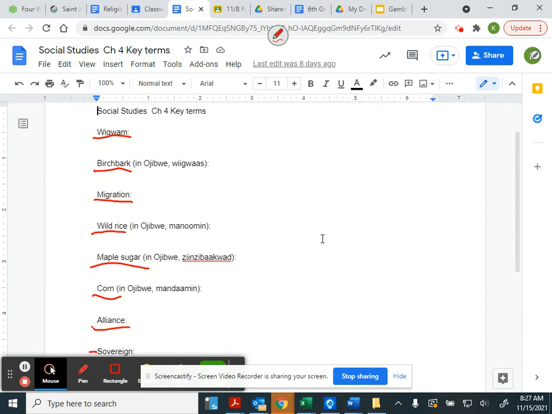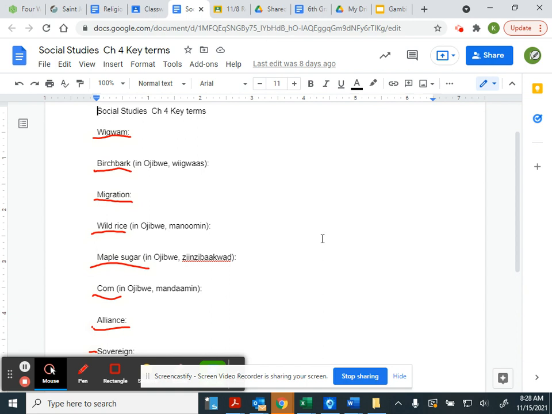And then we have sovereign. What does it mean to be sovereign? Zoe. Self-ruling and independent. If you're a sovereign nation, you have your own rule. There's not another country that rules over you, that you have to obey their rules.